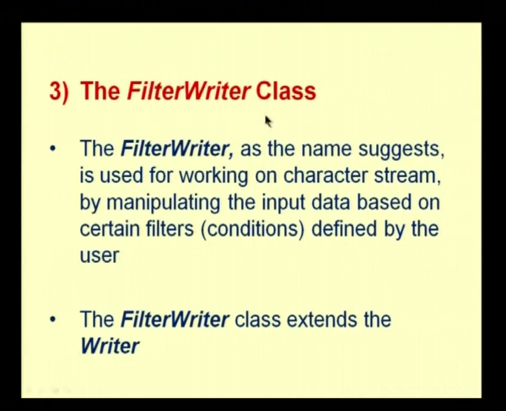Next is your FilterWriter. FilterWriter, we have already seen in all your filtered streams. As the name suggests, it's used for working on character streams by manipulating the input data based on certain filters or conditions defined by the user. So already we have seen that a specific range of values, or if I want only ASCII characters, or for example if I want characters from A to D alone, in that case I can set my FilterWriter in such a way that I get only these types of characters.